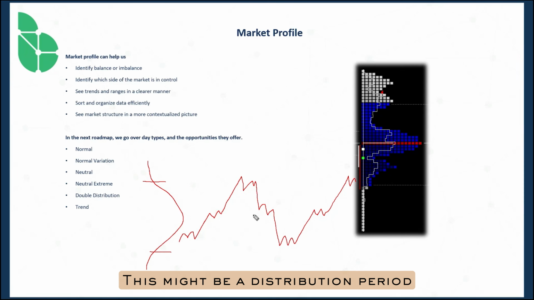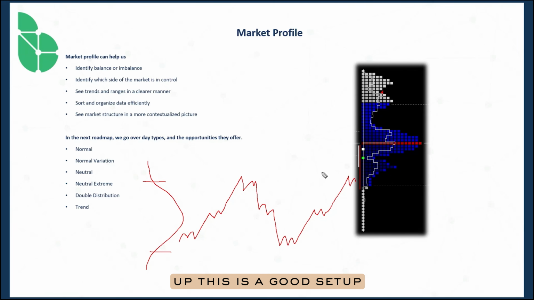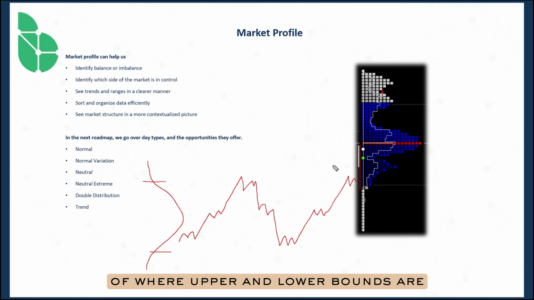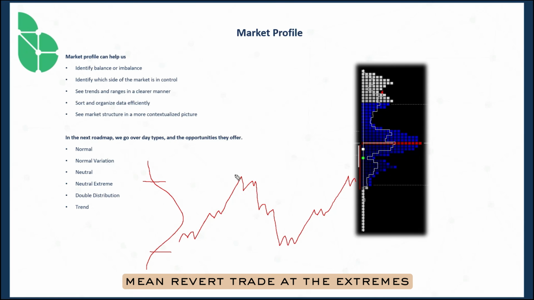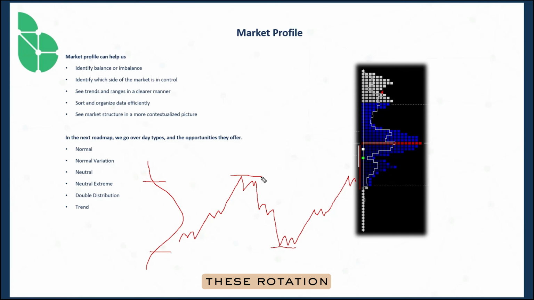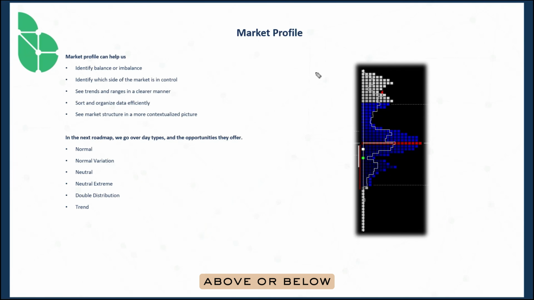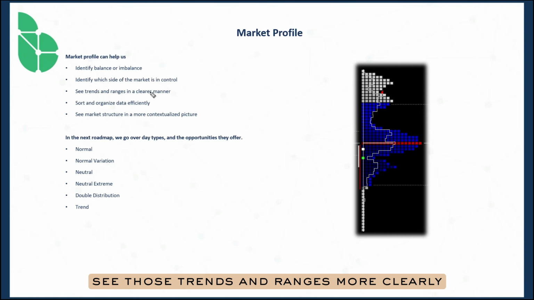At the tops, this might be a distribution period. But again, when we see multiple periods like this line up, this is a good setup for a potential breakout trade. Again, we have a more clear idea of where our upper and lower bounds are. We can better define market structure so that we can either mean revert trade at the extremes, these rotations to highs and lows, or take advantage of acceptance above or below. So this helps us see those trends and ranges more clearly.